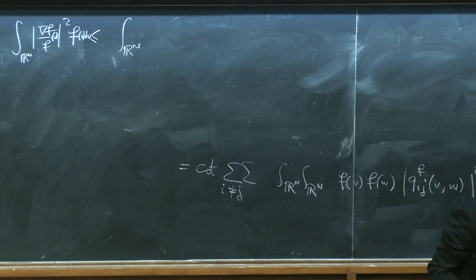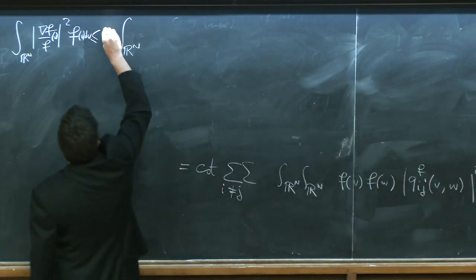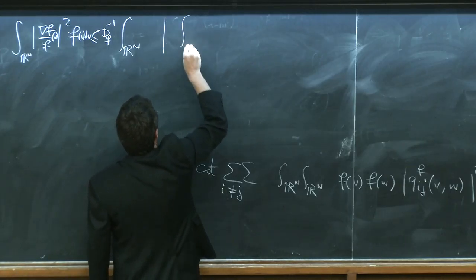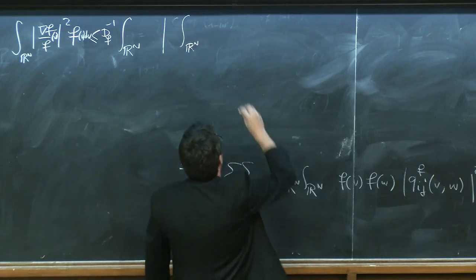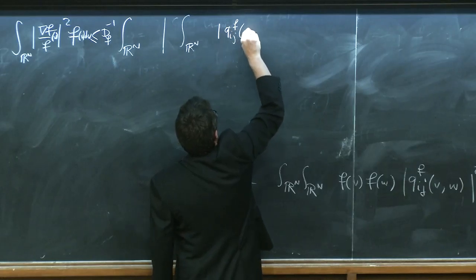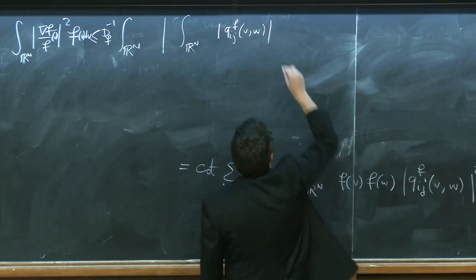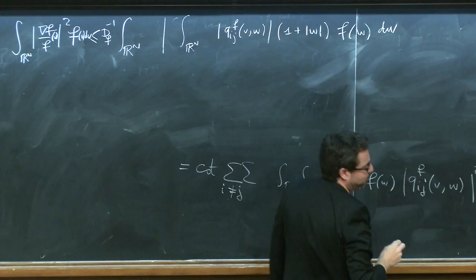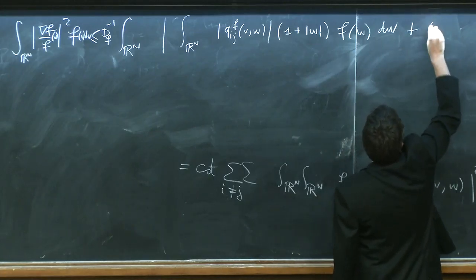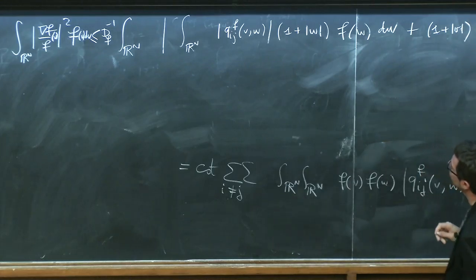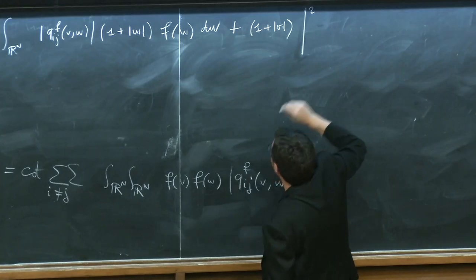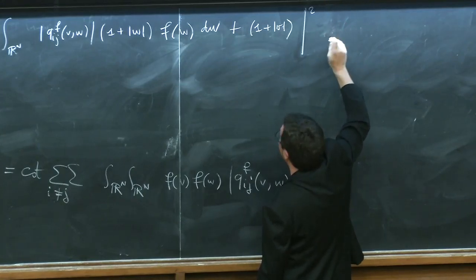according to the inequality here, this is bounded by df to the minus 1 times the integral over V of the square of the integral of qij f of vw times 1 plus w times f of w dw, like this, plus 1 plus v. All of this is taken to the square and is integrated in V against F.